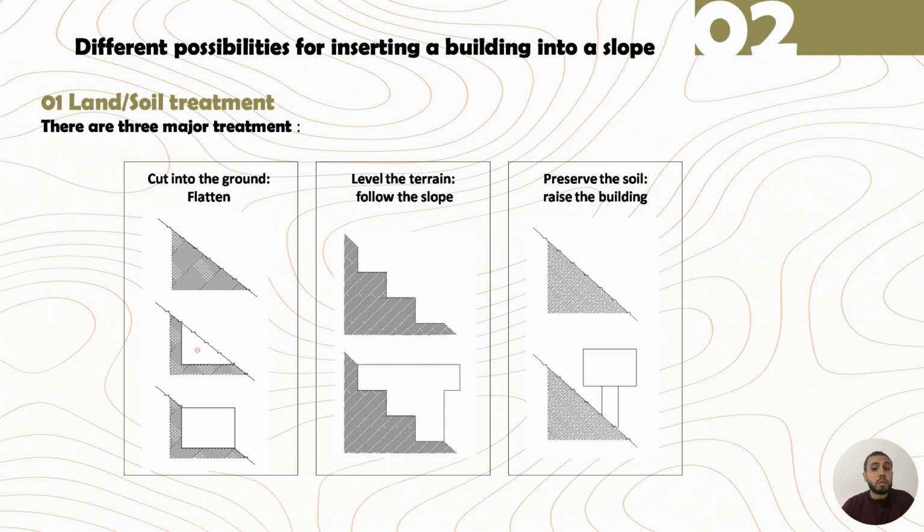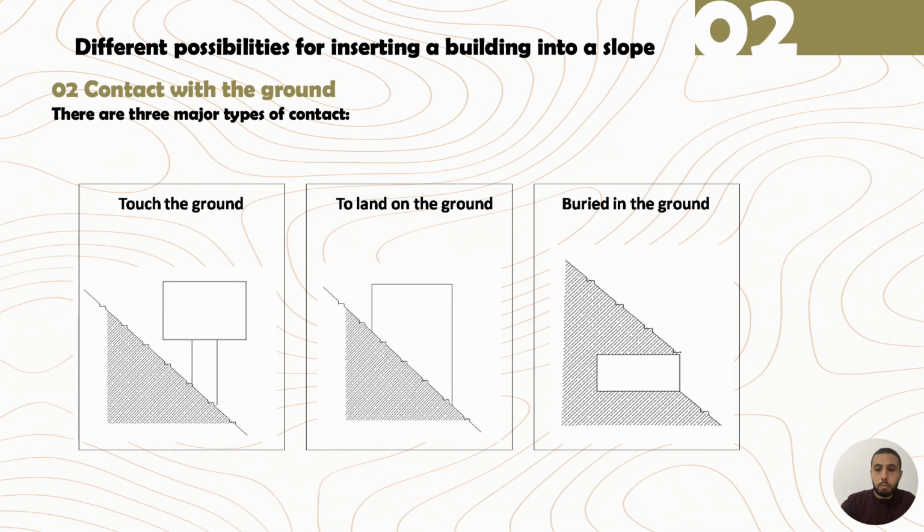There are different possibilities for inserting a building into a slope based on the land and soil treatment. We can distinguish three types: cut into the ground, level the terrain, preserve the soil and raise the building. Based on the contact with the ground, we can distinguish three types: touch the ground, land on the ground, and buried in the ground.